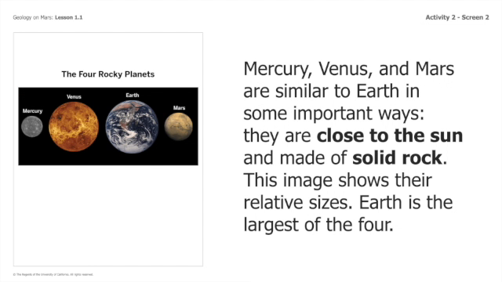Mercury, Venus, and Mars are similar to Earth in some important ways. They are close to the sun and made of solid rock. This image to the left shows their relative size. Earth is actually the largest of the 4 rocky planets we're going to be talking about.